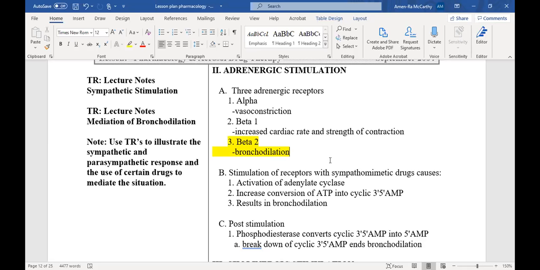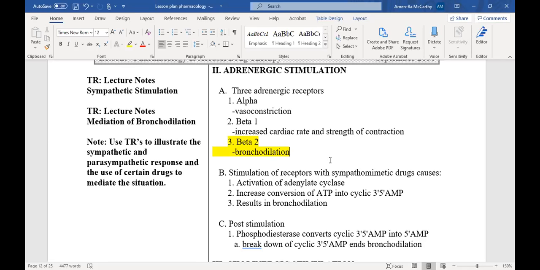But we've got to try to find one that's beta 2 heavy, because we don't want one that'll give you a little bronchodilation but a whole lot of heart effects, right? We want to minimize the beta 1 and alpha as much as possible. So as we're in our lab trying to figure out a drug, we want that drug to be beta 2 heavy. That's our friend.